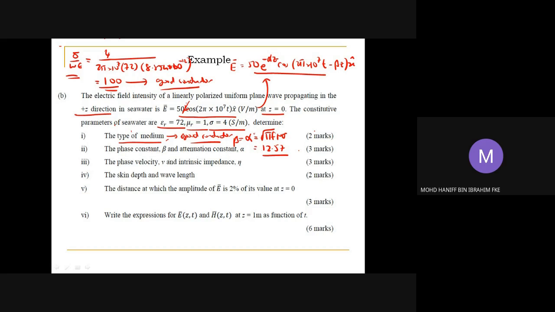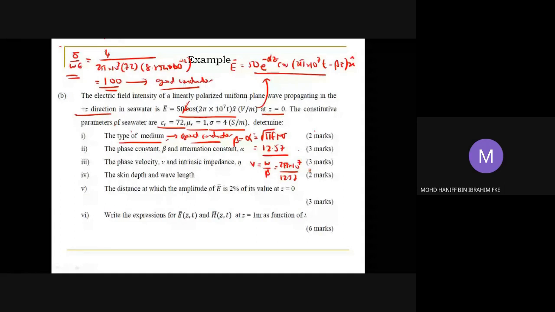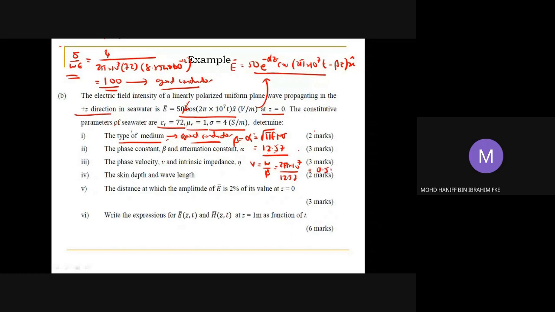Then we proceed with the value for the phase velocity and the intrinsic impedance. For the phase velocity v, you have omega divided by beta. Omega is 2 pi times 10 to the power of 7, and beta is 12.57, which was calculated above. So the velocity of the wave is 2 pi times 10 to the power of 7 divided by 12.57, which equals 0.5 times 10 to the power of 7 meters per second. That should be the velocity of the wave propagating in this good conductor.